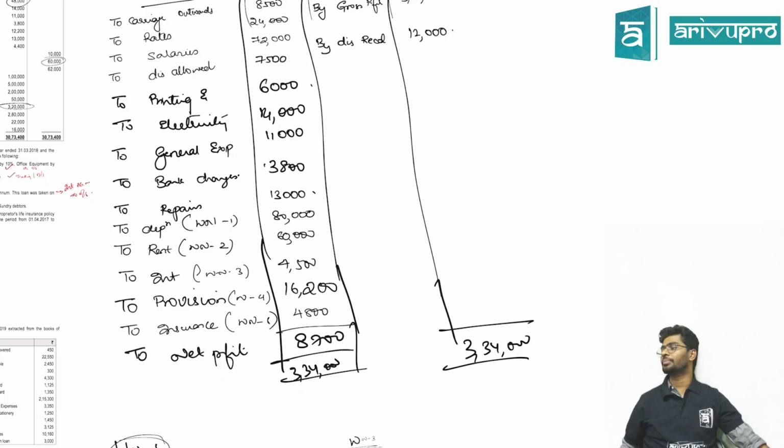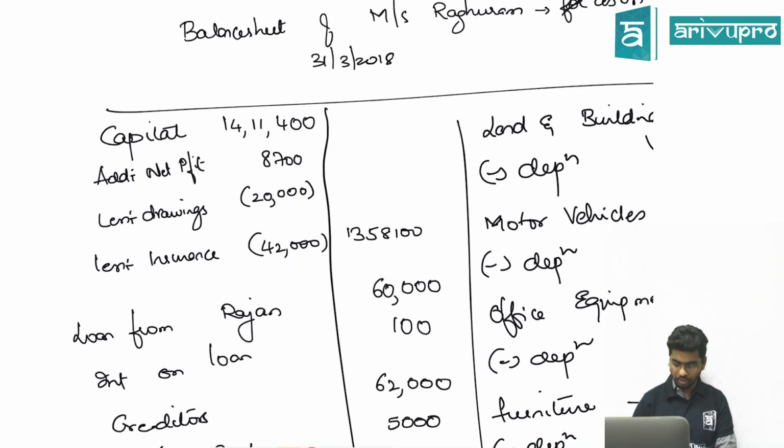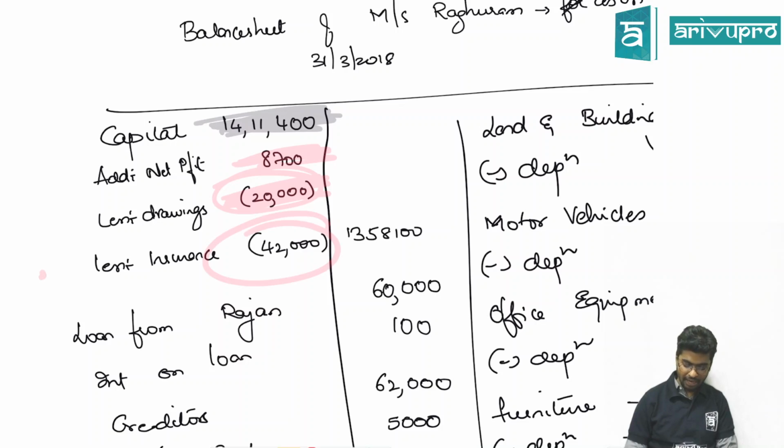Guys, I want you to try the balance sheet now before I solve it. I've done the P&L, try your balance sheet. Getting all my items from the capital given in the trial balance. Net profit, from where did I get? From my P&L account. Drawings 20,000 given in the question itself. This was part of my adjustment. This 42,000 was part of my adjustment.